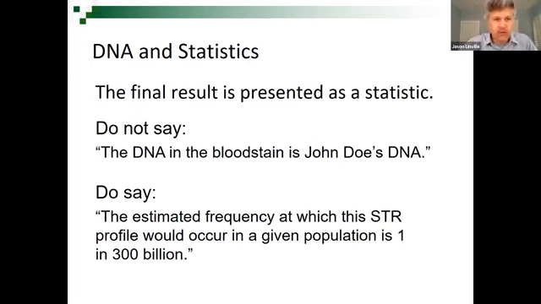Okay. All right. So the final result is not where the forensic scientist says the DNA in the blood stain is John Doe's DNA, and, you know, everybody cheers. It's going to say the estimated frequency at which this STR profile would occur in a given population is, and it's going to be a number. Okay. Now we're not going to convert our numbers to the 1 in 300 billion, but just know that 0.10 is 10%. That is 1 in 10. Okay. If it was 0.01, that is 1%. That would be 1 in 100. Okay. So 1 in 1,000.